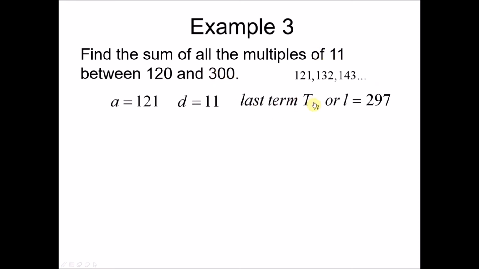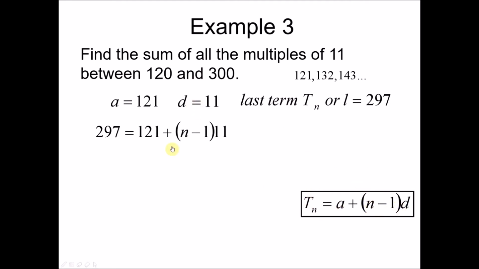Okay, we know that the last term, which is represented by Tn or L here, is 297, because we can do this backwards. We take 300 divided by 11, 299 divided by 11, do it manually, and you will find that 297 is the last multiple of 11 in this series. So if we know this is the last term, we can use this formula where Tn equals a plus n minus 1 d, and since this is the last term, we replace Tn with 297. We substitute a, we substitute d, then we can find n.